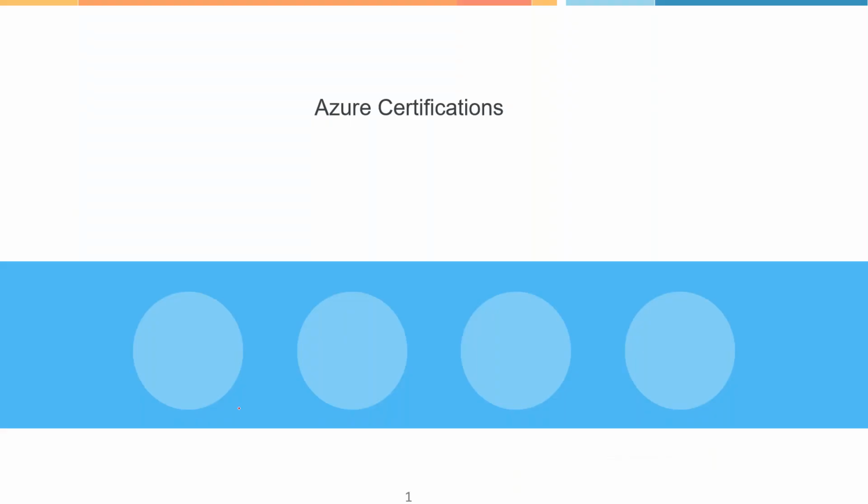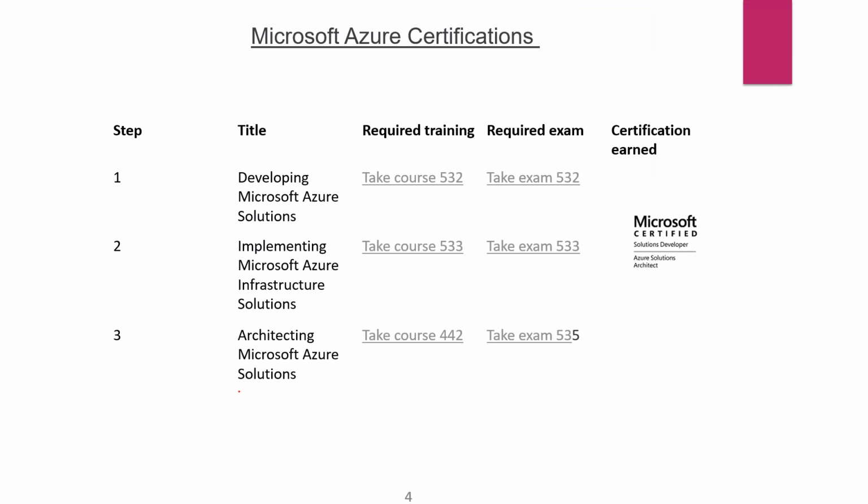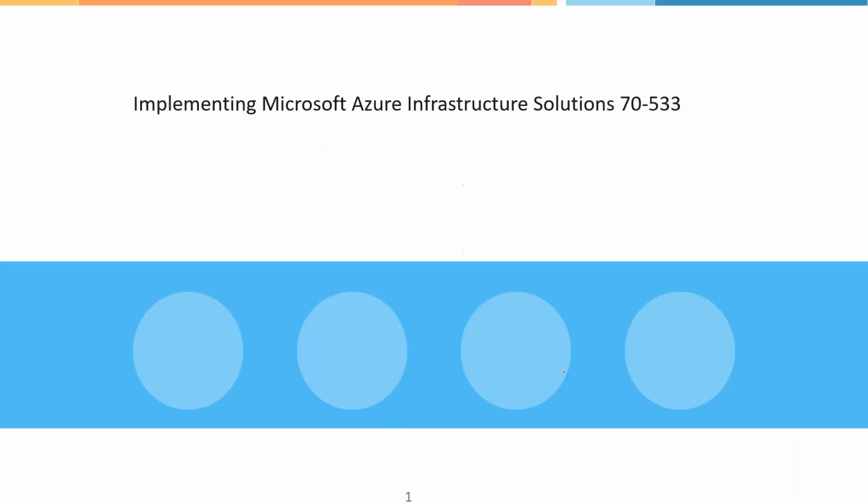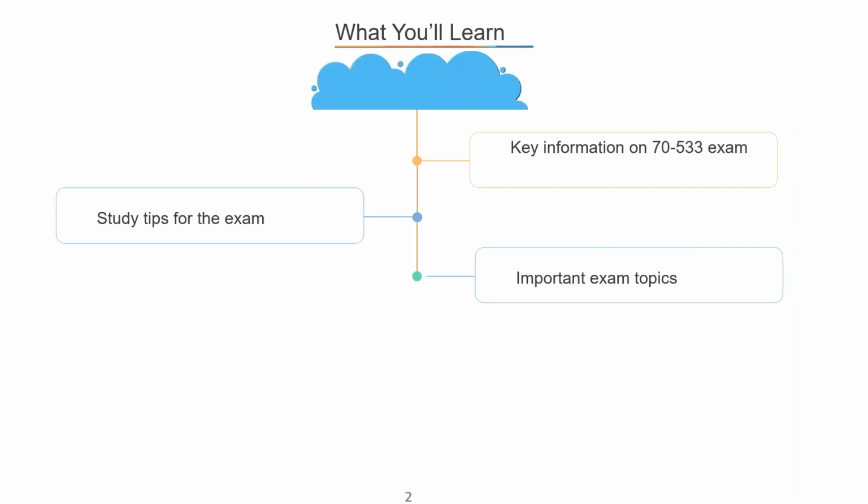So certifications, I believe we have already discussed this. These are the certifications that you have: Developing Microsoft Azure solutions, which is 532, and 533, which is implementing Azure solutions, and 535. If you have any specific requirement that you're looking for, developing or implementing or architecting, talk to me. In case of 535, the coverage will be from the topics.